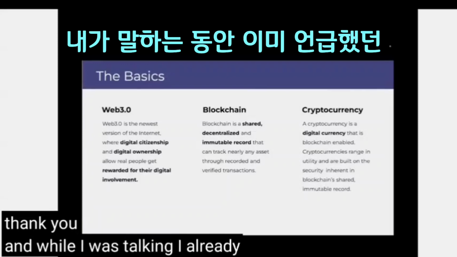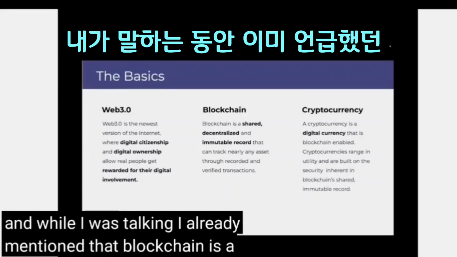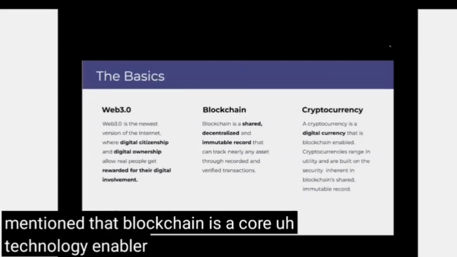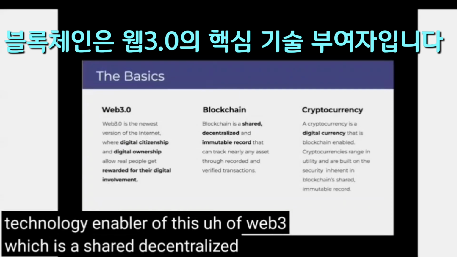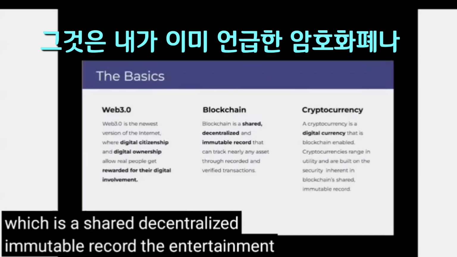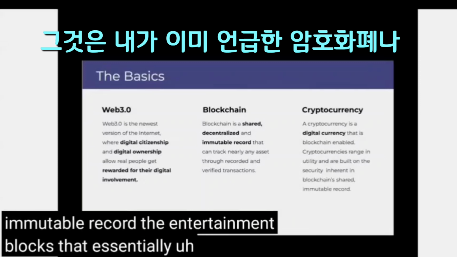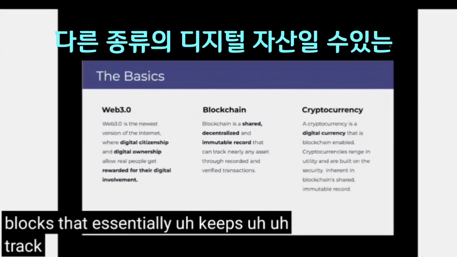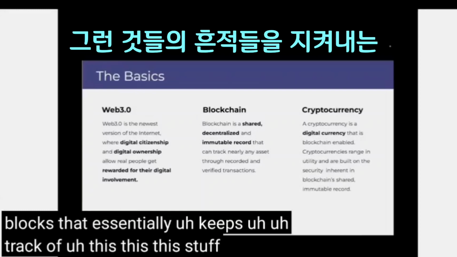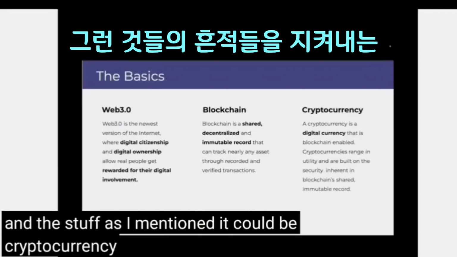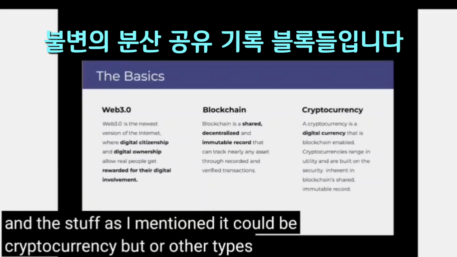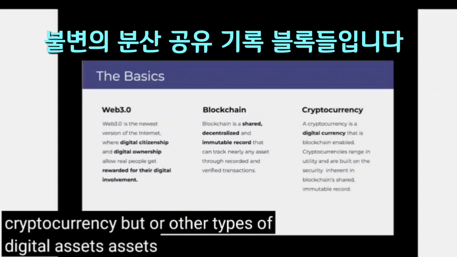And while I was talking, I already mentioned that blockchain is a core technology enabler of Web3, which is a shared, decentralized, immutable record. It's a chain of blocks that essentially keeps track of this stuff, and the stuff, as I mentioned, could be cryptocurrency or other types of digital assets.